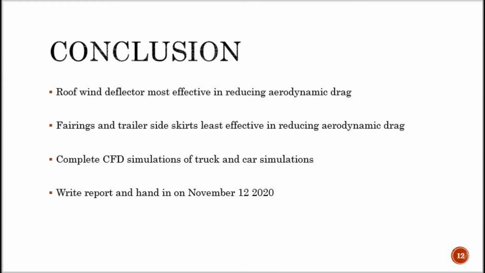To conclude, 4 known aerodynamic improvements have been tested on an unimproved truck design with varying results. The roof-mounted wind deflector being the most effective in reducing aerodynamic drag, with cabin-mounted fairings and trailer side skirts being the least effective. The task now is to complete the truck and caravan combination simulations and write the report so that it can be handed in on November 12th, 2020.